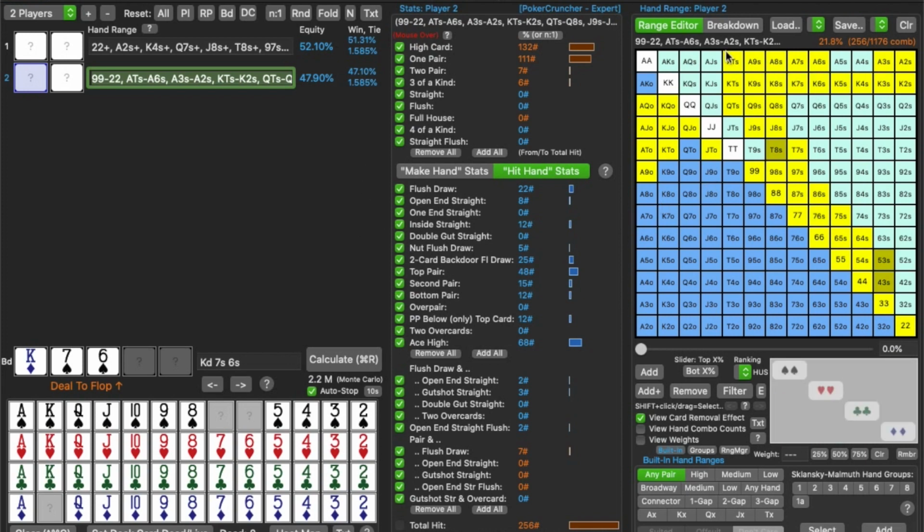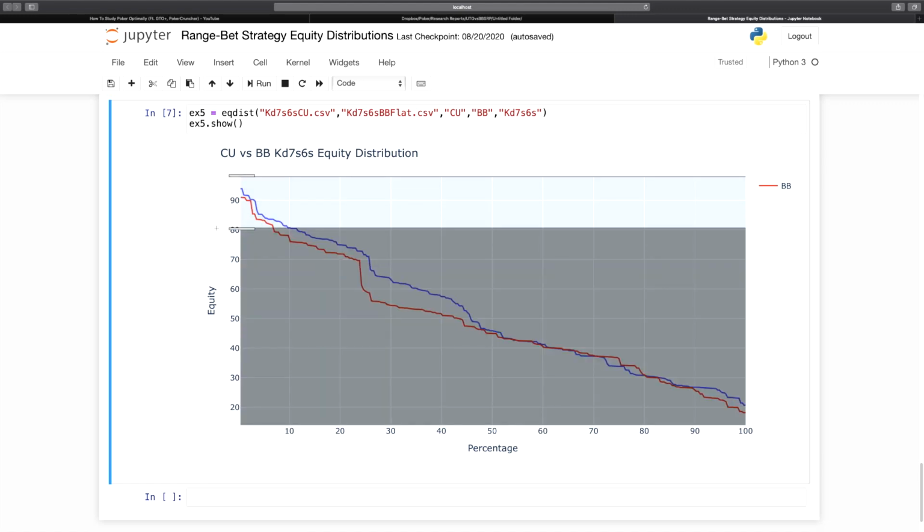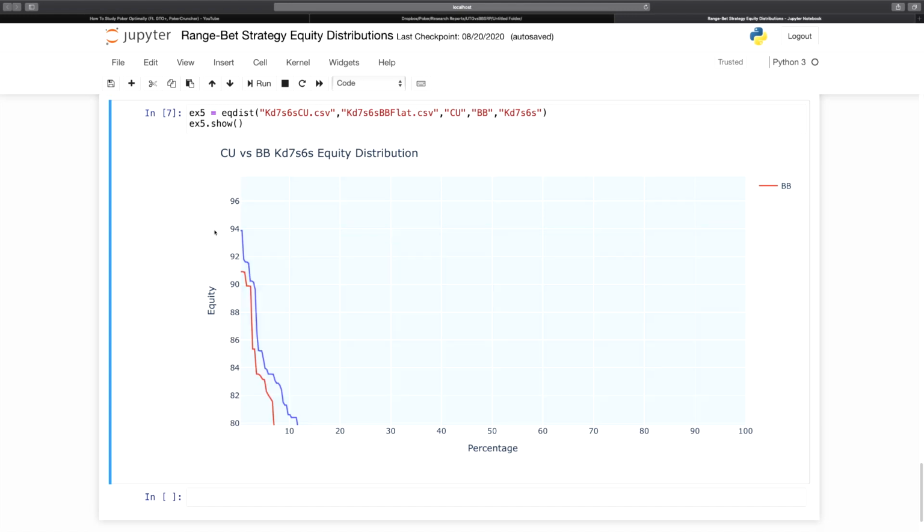Let's go ahead and look at the equity distributions. So in case you forgot how to read an equity distribution, it's pretty simple. If we want to select a group of hands with a certain amount of equity, in this case 80% or above, we can mouse over and see that 7.03 of the big blind's range has 80% or more equity, and see that 11% has 80% or more equity. 11% of the range. So this is the percentage of range, and this is the equity.